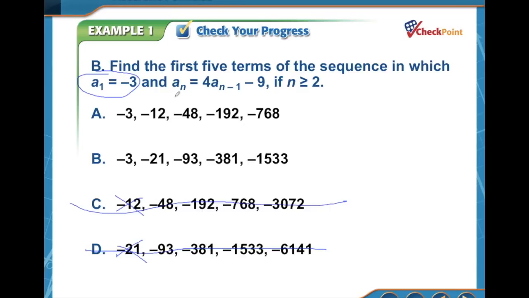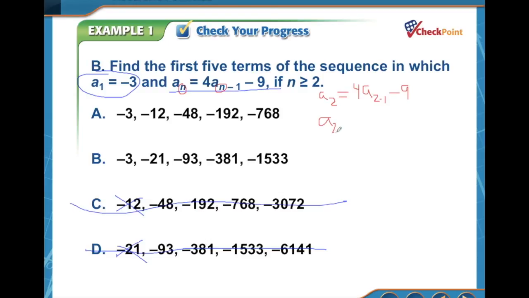So let's look at our rule. It says take your term is equal to 4 times the previous term minus 9. So let me plug in, if I wanted to find the second term, let's do this one in red. If I wanted to find my second term, a sub 2, that will be equal to 4 times a sub 2 minus 1, minus 9. So I just put in a 2 where there was an n on both sides of the equation. That was all I did.